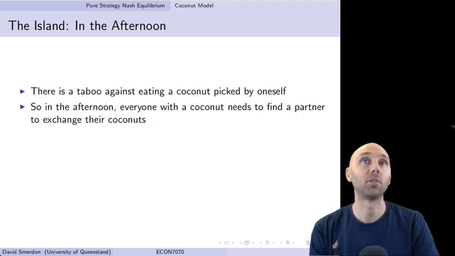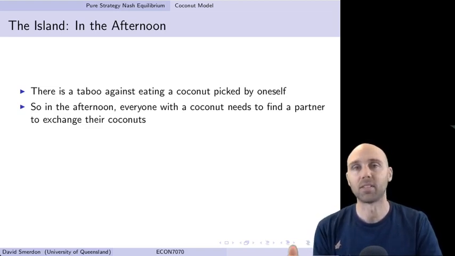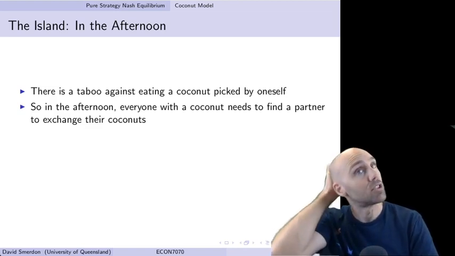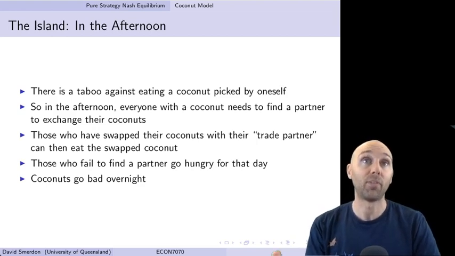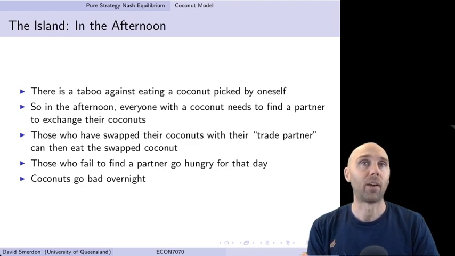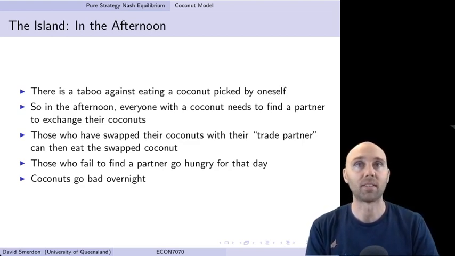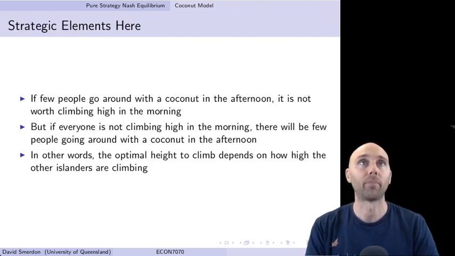Now, in the afternoon, it turns out that you cannot eat your own coconut. This is a cultural norm. So you must find a partner with which to exchange your coconuts in order to eat a coconut. If you find someone and you trade, you eat it. If you fail to find a partner, you go hungry for the day and your coconut is wasted. Again, what's going to happen? Do you climb the tree or not?